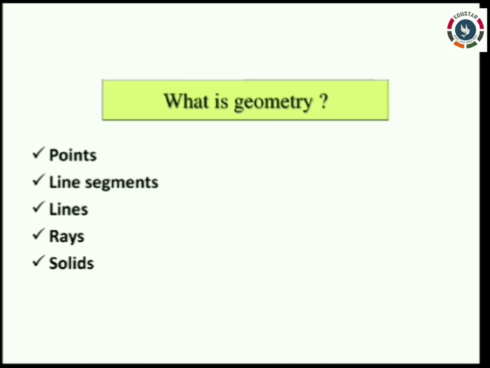First, you should know what is meant by geometry. Geometry is the branch of mathematics. Math deals with different types of numbers, right? Like natural numbers, whole numbers, integers, etc. Like that, geometry deals with figures, points, line segments, lines, rays and solids. Solids means two-dimensional shapes and three-dimensional shapes. Now we are going to discuss some basic geometrical shapes.